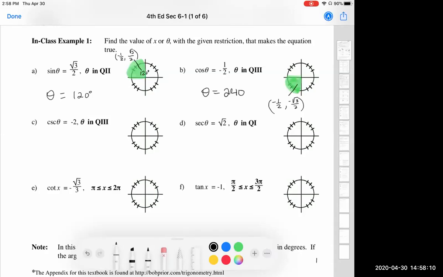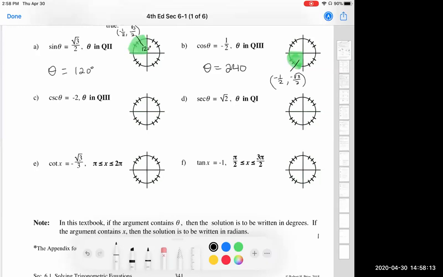Let's do cosecant. Cosecant theta is -2 in quadrant 3. All right, quadrant 3 is right here. And cosecant is 2 at 30 degrees. We have 30 degrees right here. So that would be 210 degrees. And you make sure it's negative. All students take calculus, only tangent is positive in quadrant 3, so cosecant would be negative. So our answer theta is 210 degrees.